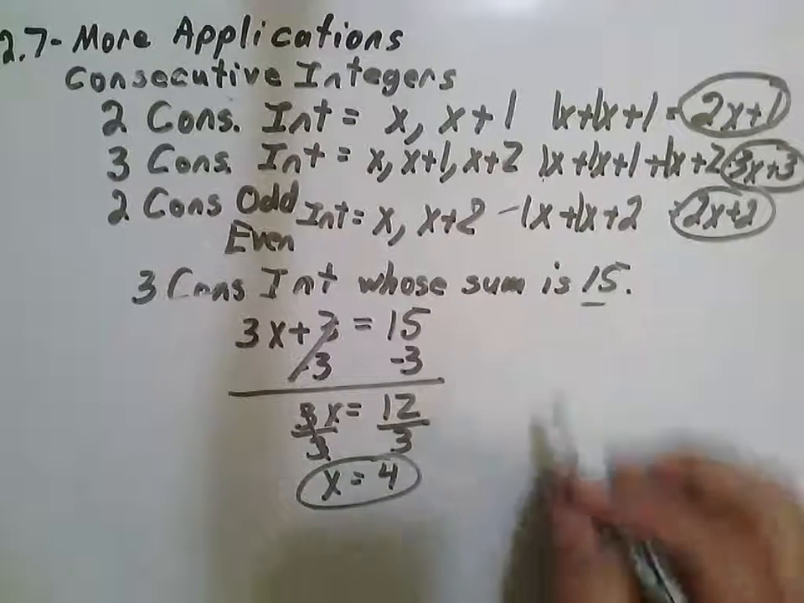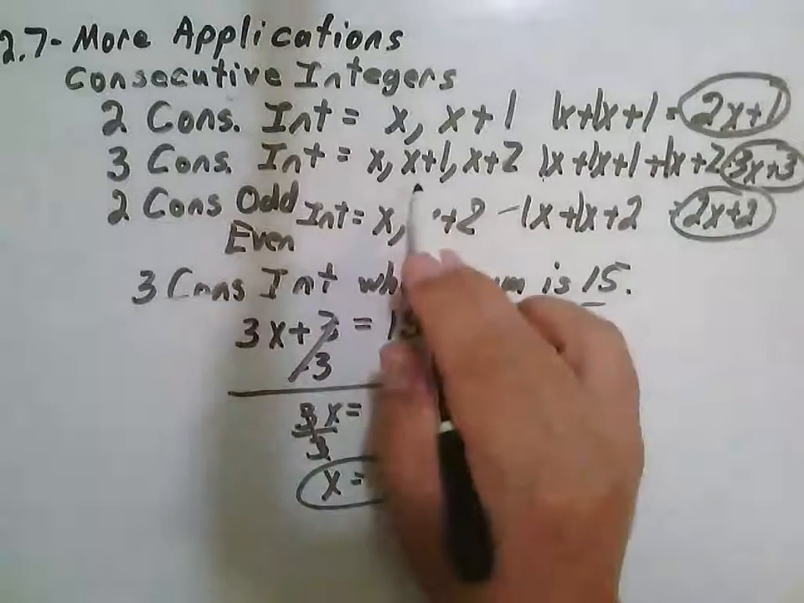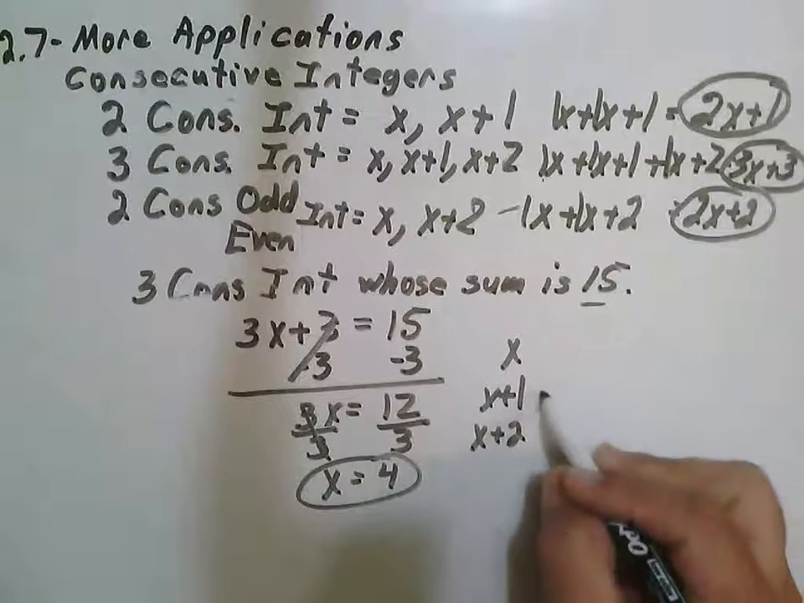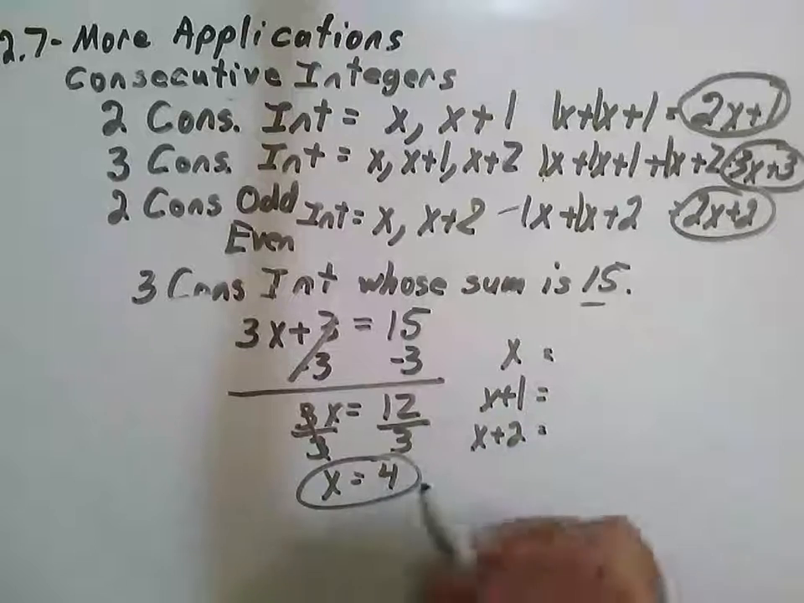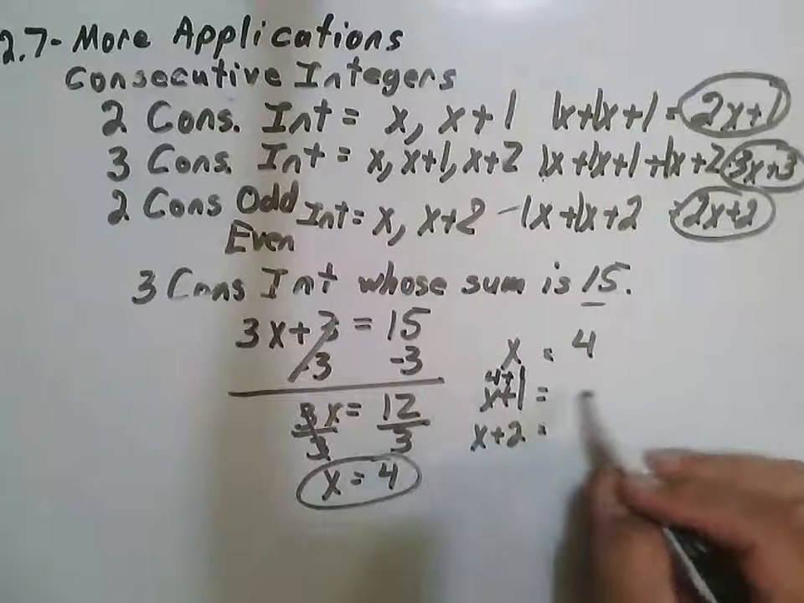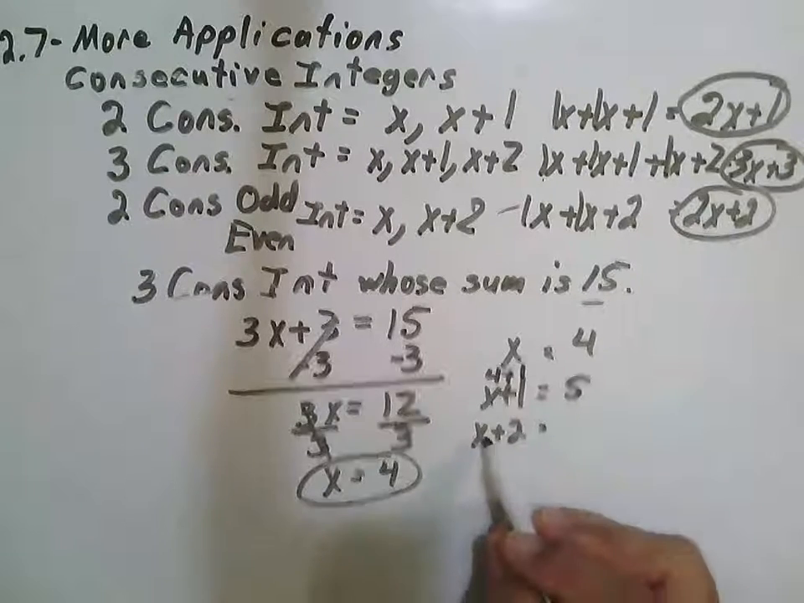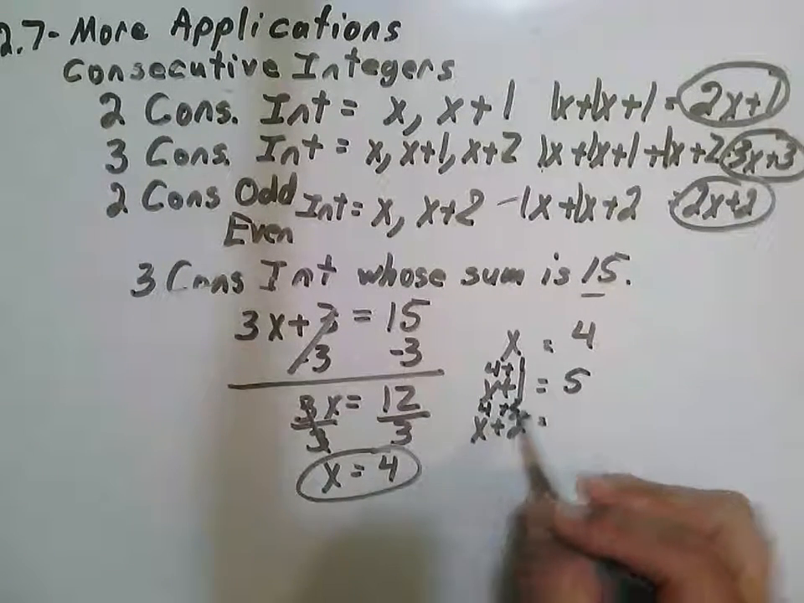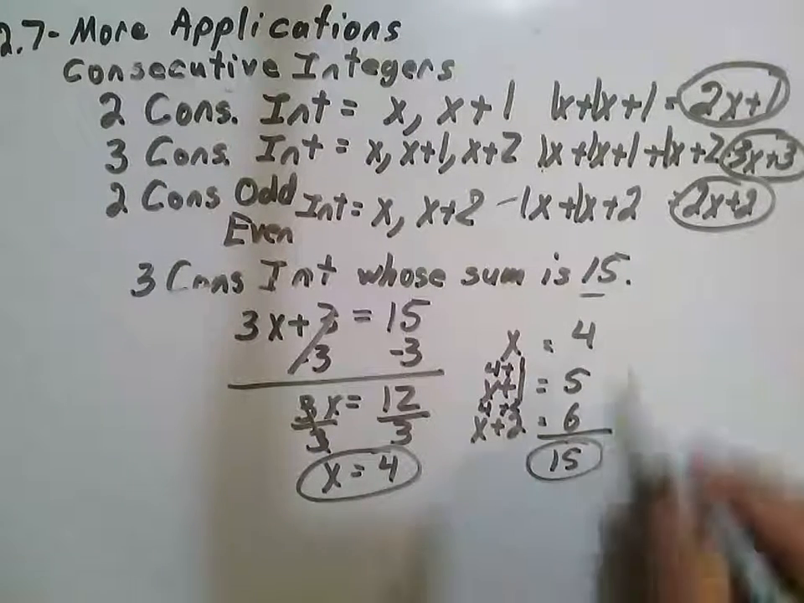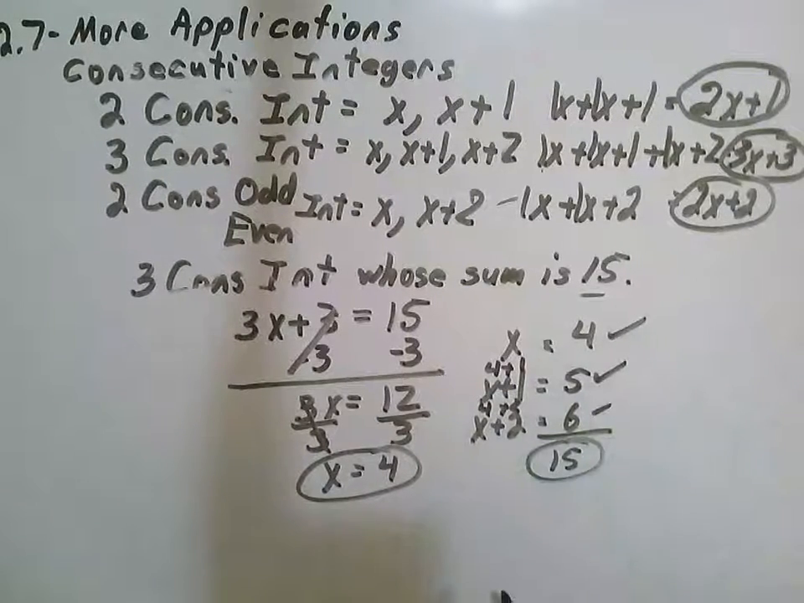So I know that one of these, notice I have an x, x plus 1, and x plus 2. So my three integers are basically going to look like this. I know my x is 4. This one is 4 plus 1, which is just going to give me 5. This one I'm just substituting in the 4 as well. 4 plus 2 gives me 6. If I add all these back up together, my sum is actually going to be 15. But notice I just have 3 this time.